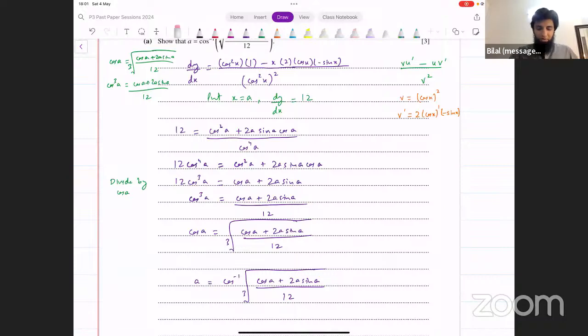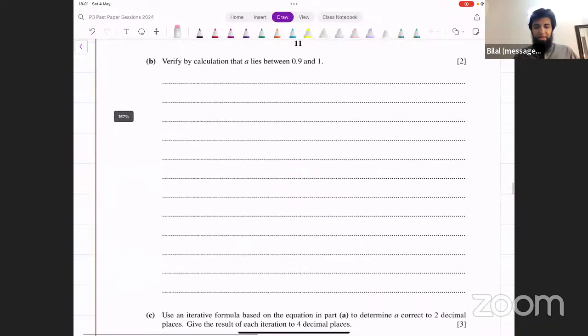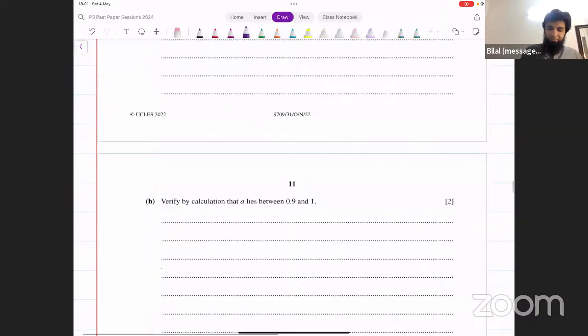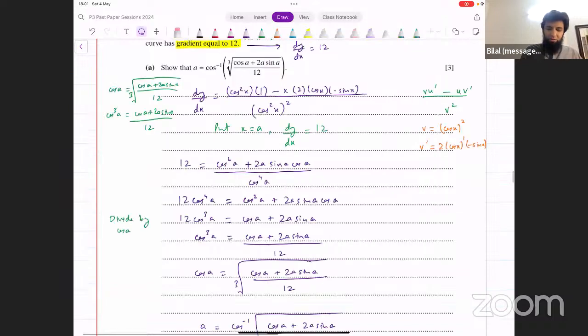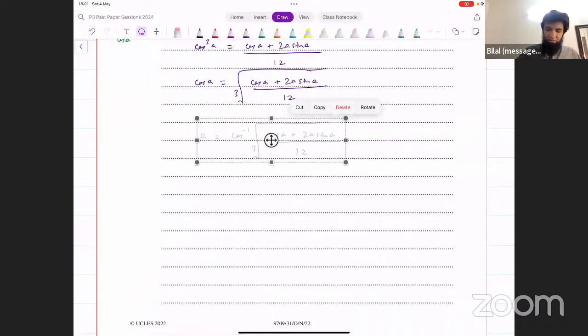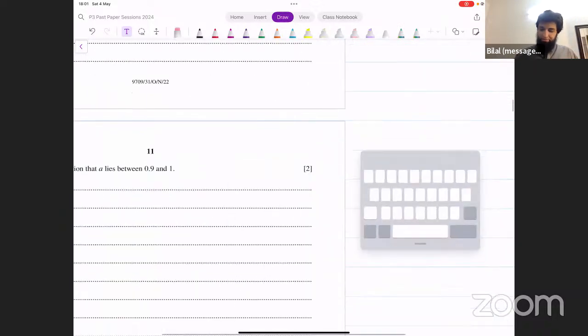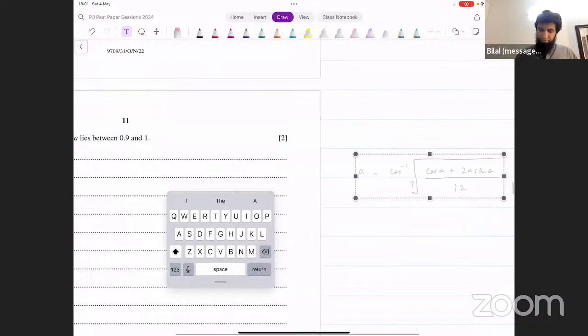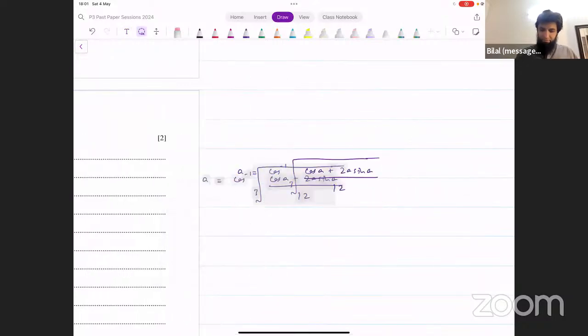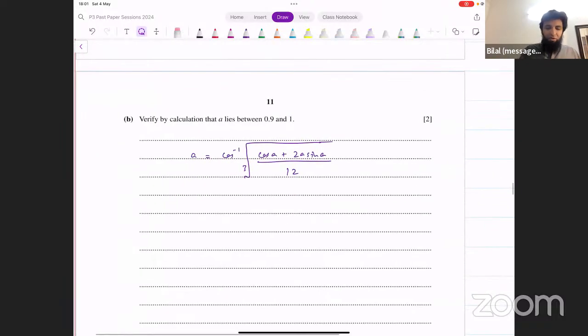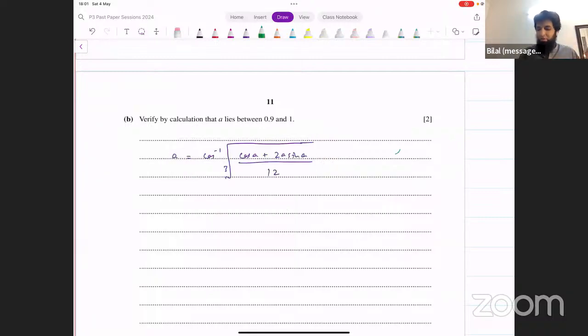Okay, good. Let's move on to the next part now. It says verify by calculation that A lies between 0.9 and 1. Now, how do we do this verification? We've got this equation in the previous part. You can use that here. Take everything to one side. So remember, for proving things like this, you want a form that looks like this: f of x equals 0.